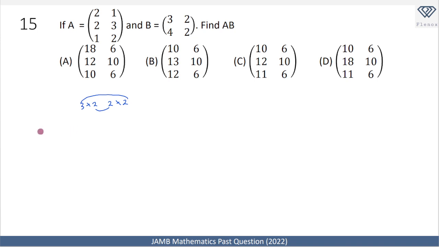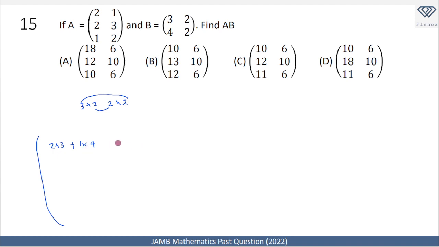So we have this, and we're going to start. The first number that we're going to have over here, we're going to say 2. We're going to multiply the first row by the first column, and we're going to do that for all the cells. For example, for the first cell, I'm going to multiply 2 by 3. So we have 2 times 3, then I'm going to add 1 times 4. Now that is going to be for the first cell.